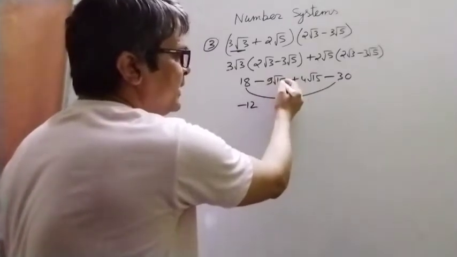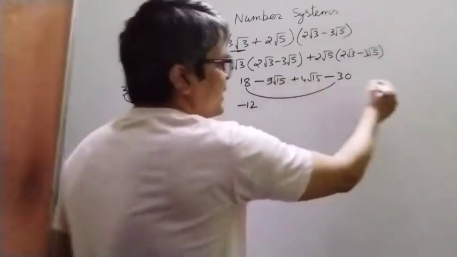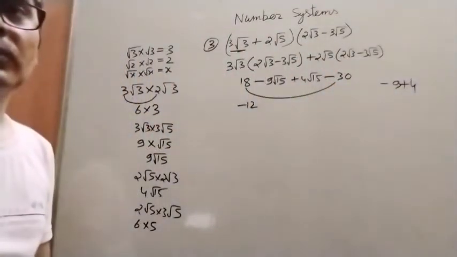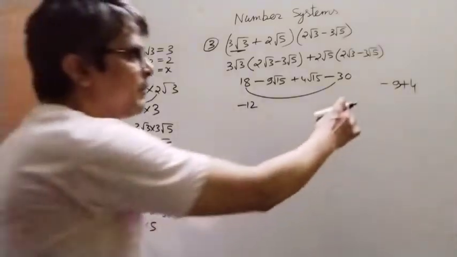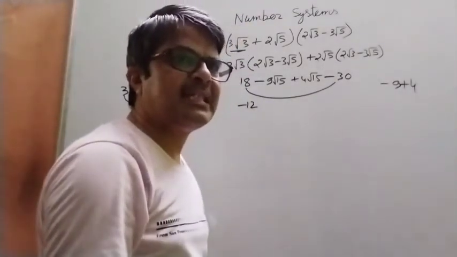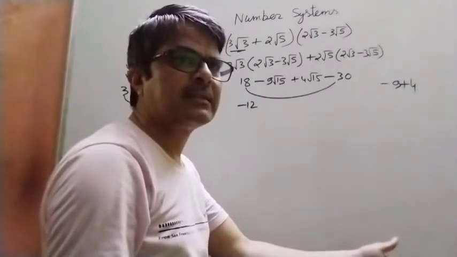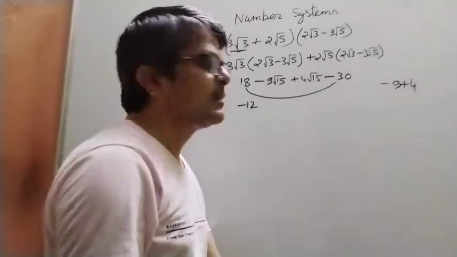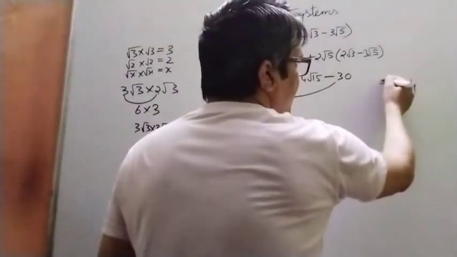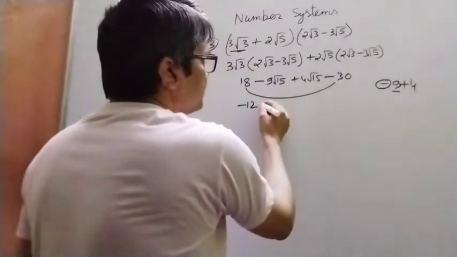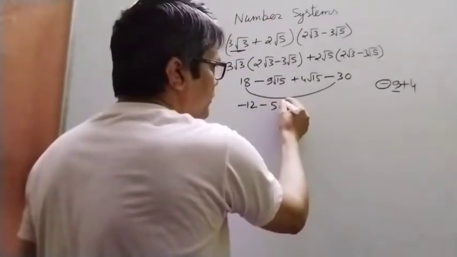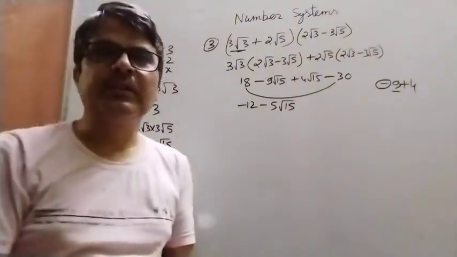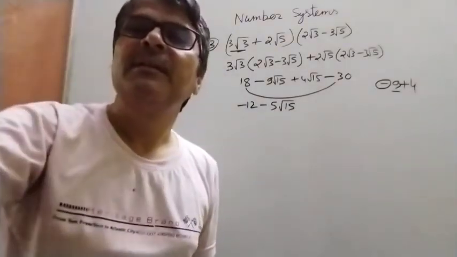Minus 9 root 15 plus 4 root 15 means minus 9 plus 4 is equal to what? If there is a minus and the second one plus, you have to subtract it. Minus 5. Why minus? Because the larger number has sign minus. Minus 5 and under root 15 is there. These two terms cannot be added nor subtracted because they are unlike terms.